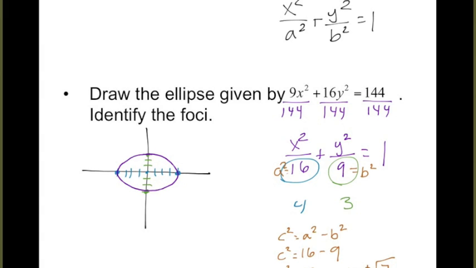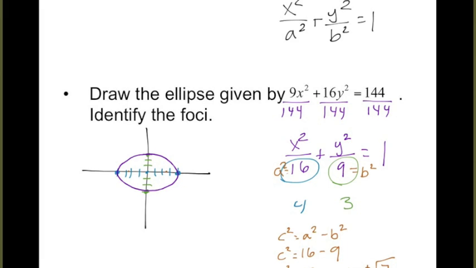You can get a decimal to approximate how big a square root of 7 is. Is this why you toss it plus and minus? Mm-hmm. Yep, because we're going to go left and right. So the square root of 7 is a little bit smaller than 3, right? I don't have my calculator. Is it 2 point something? 2.6. I'm going to go about 2.6 out to the left and the right, and those make my foci.